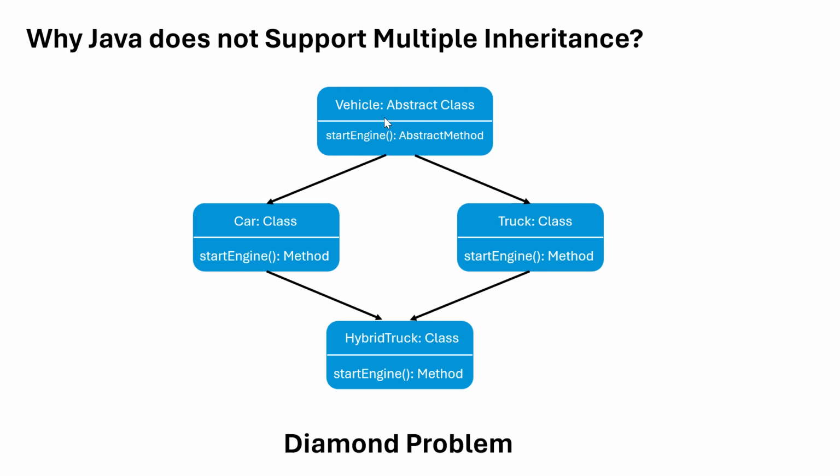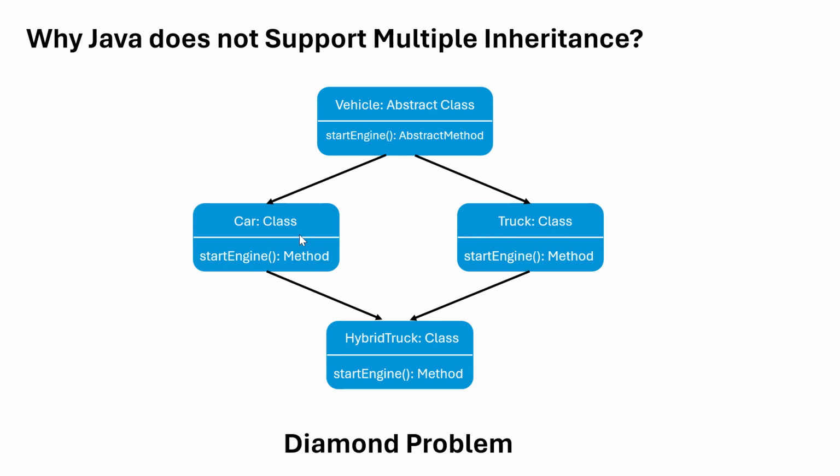In this example, we have an abstract parent class that is known as the vehicle, and then we have a class car and truck. These classes extend the vehicle class. Then we have another class that is a hybrid truck class, which extends the classes car and truck. All these classes have a common method that is start engine. The classes car and truck have overridden the method start engine and provided their own logic inside it.